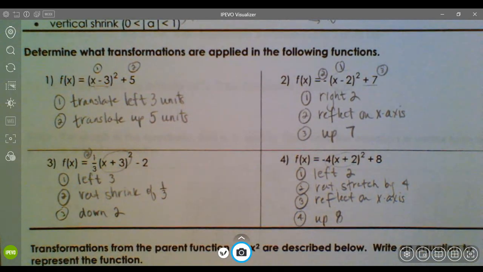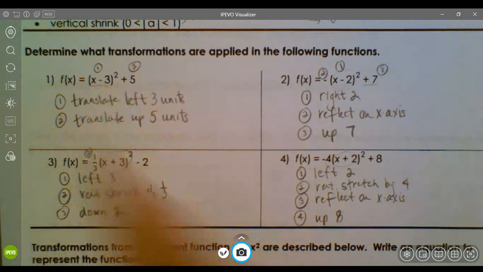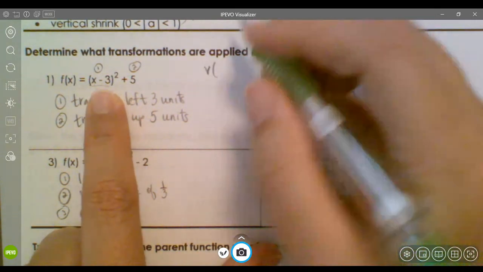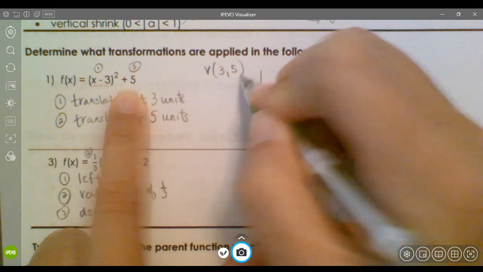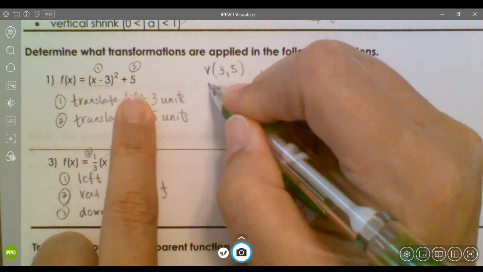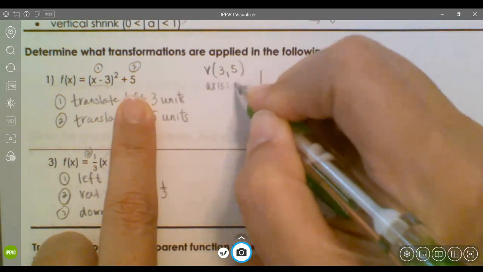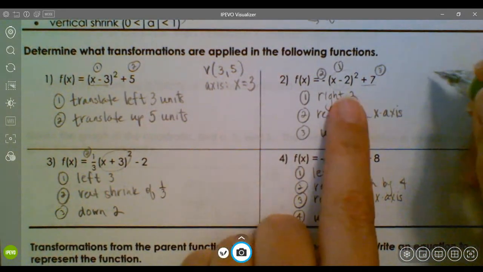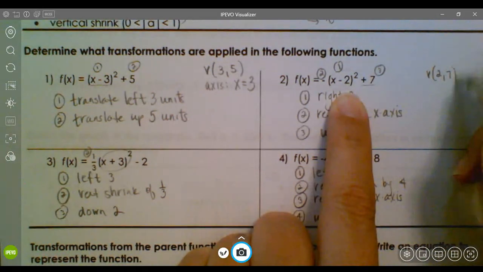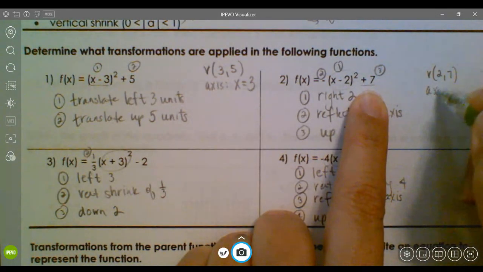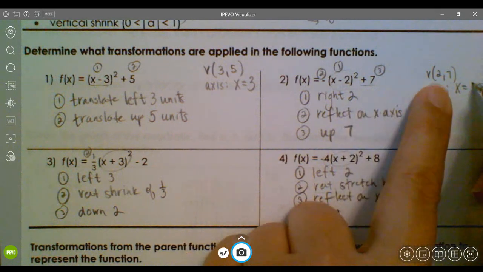And see how these are in vertex form? I do kind of want to go off the page for a second. And I want you to be able to look at this and tell me what the vertex is. So bear with me here. When I look at this function, I know that my vertex is 3, 5. So you do the opposite of what's in here, which is 3, and then you bring over the 5. And I'll go ahead and tell you the axis of symmetry is x equals the x coordinate of the vertex. Over here, my vertex is 2, 7. You do the opposite of what's in here to get positive 2. You get a 7. And then my axis is x equals 2.